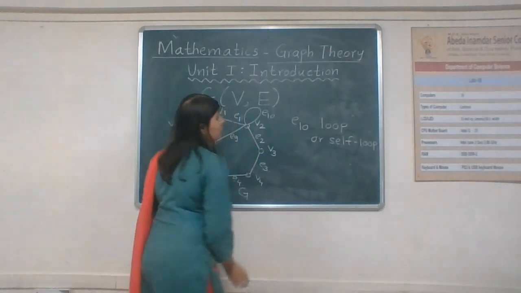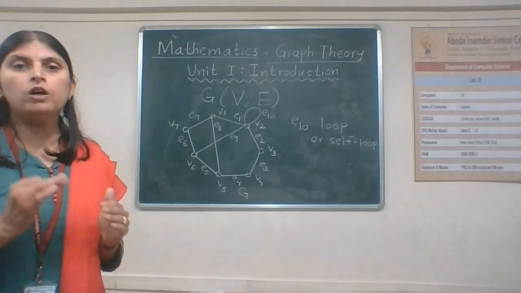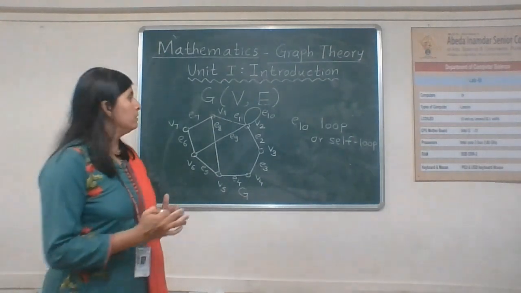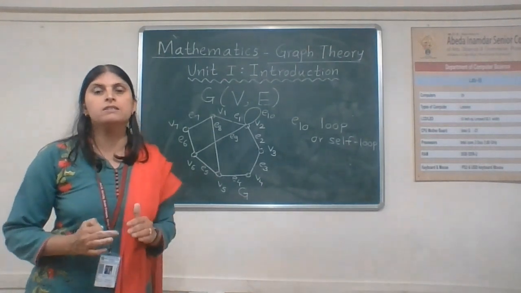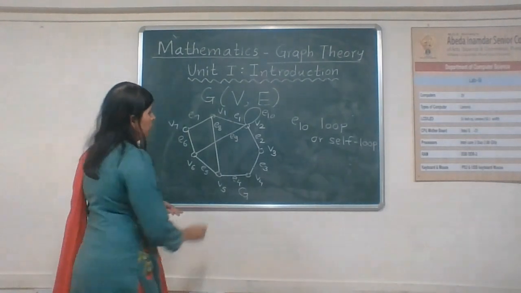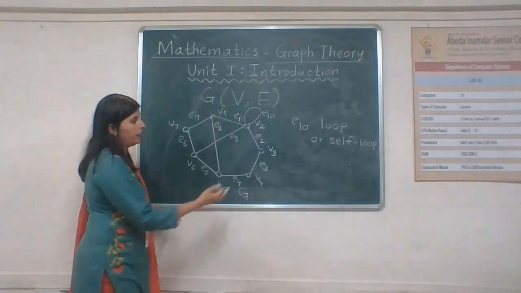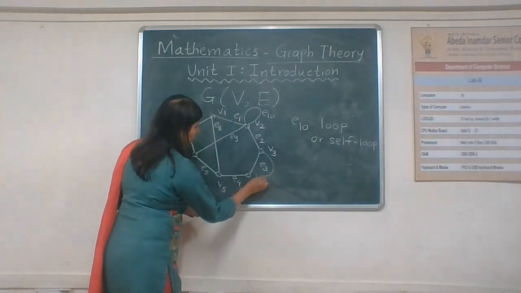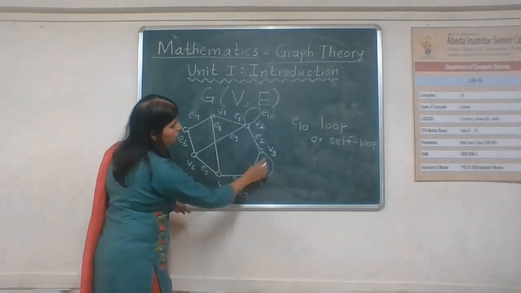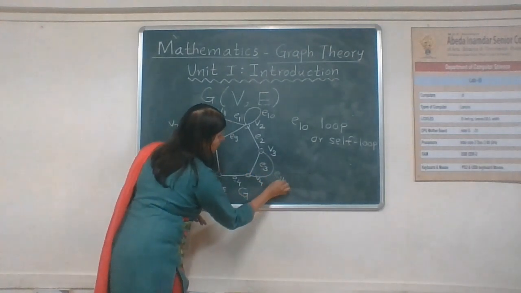Now see, what is the meaning of parallel edges? If you consider two or more edges having the same end vertices, then those edges are called parallel edges. Now in this graph, there are no parallel edges. Now I construct parallel edges here. I will draw one more edge joining V3 and V4. Now I call this edge E11.